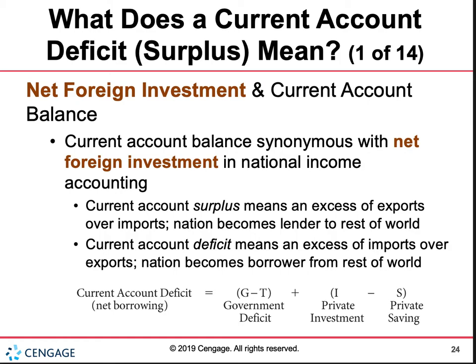If you have a current account deficit, this means you have excess imports over exports. Nations become a borrower from the rest of the world. So here in the United States, we do borrow a lot of money from other countries as well as other countries borrowing from us. So again, just make sure you remember that. The key thing: if you have a deficit, you borrow. If you have a surplus, you lend.